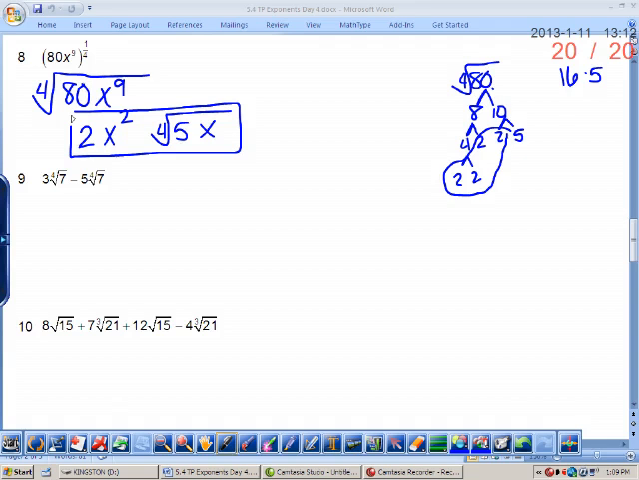Okay. Let's look at number 9. 3 times the fourth root of 7 minus 5 times the fourth root of 7. You are allowed to add and subtract radicals as long as the radicand is the same, the number inside the radical. And now that we're dealing with third roots, fourth roots, fifth roots, that index has to be the same. So the root that you are taking has to be the same. Because the fourth root of 7 here is exactly the same, we can go ahead and subtract. 3 minus 5 is negative 2. And then you keep your like term, the fourth root of 7.